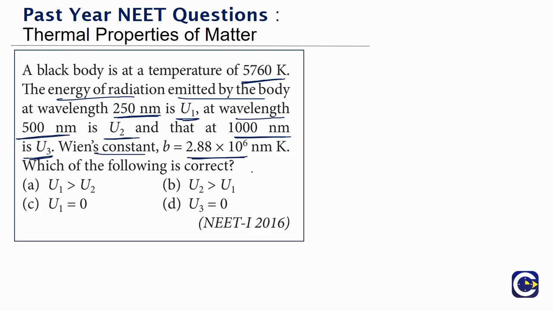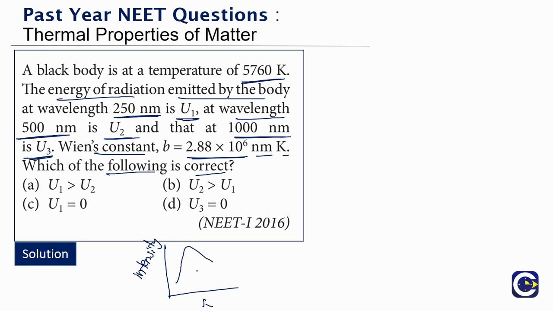Wien's constant is 2.88 into 10 power 6 nanometer into Kelvin. Which of the following is correct? So they're asking us the relation between U1, U2 and U3. So look at it. When we look at Wien's displacement law, what it actually talks about, when you look at the spectral intensity, the spread of energy based on the wavelength, you will have a typical curve like this. So this particular lambda is what we call lambda maximum, or the wavelength that corresponds to maximum intensity.